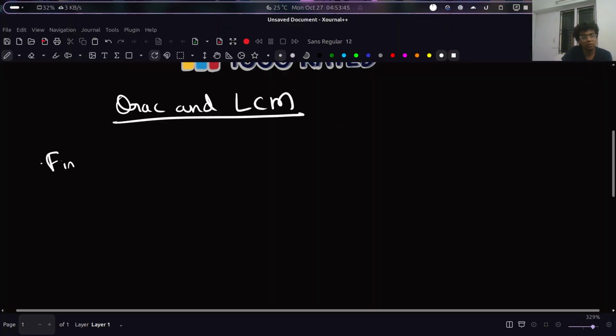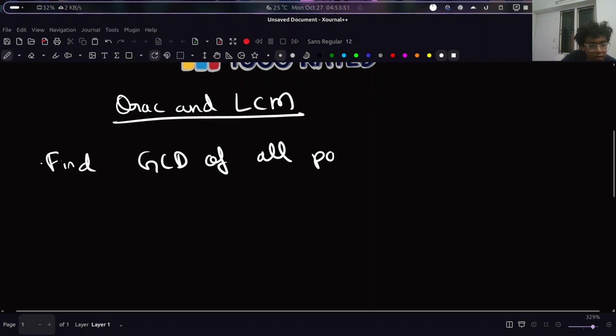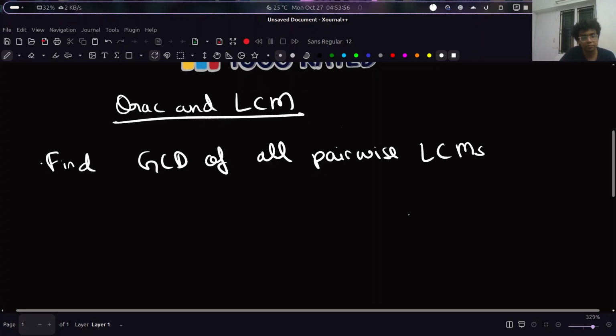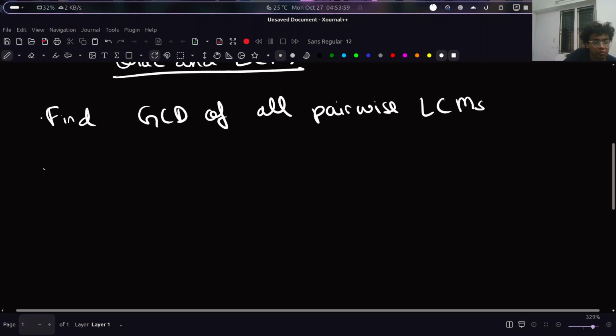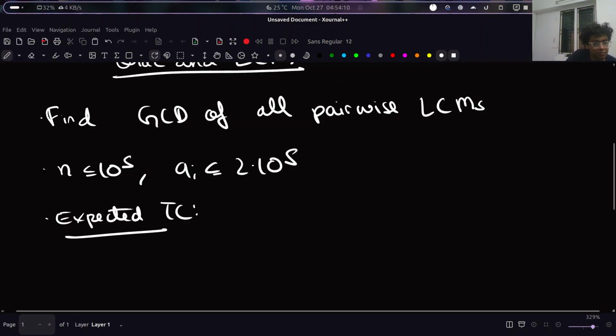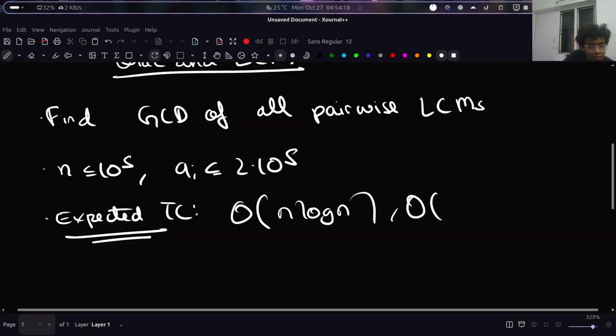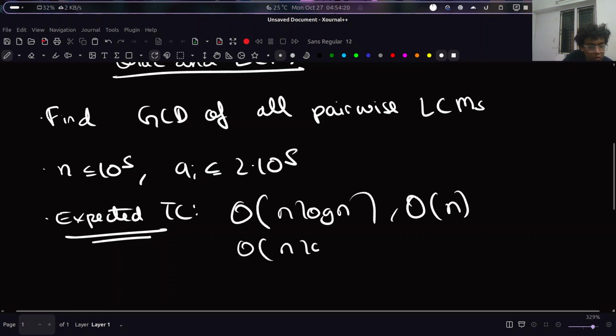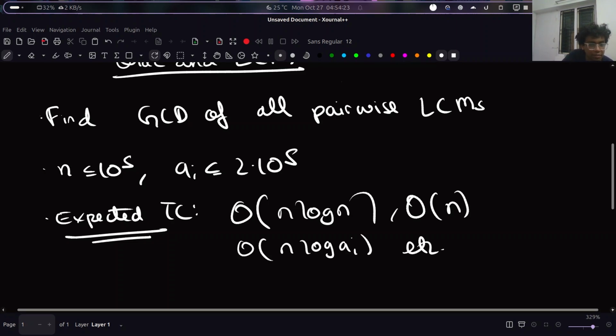Find GCD of all pairwise LCMs. Alright, pairwise LCMs. Cool. So we are given already that n is less than or equal to 10 power 5. A of I is less than or equal to 2 times 10 power 5. Right. So the expected time complexity is going to be around O of n log n, O of n log A i, something like this it will be. Okay.